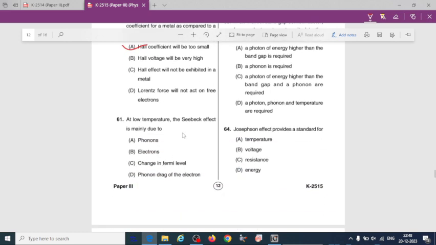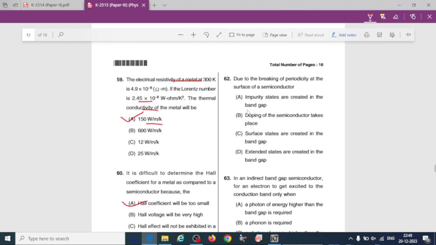At low temperature, the Seebeck effect is mainly due to phonons, electrons, change in Fermi level, or phonon drag of the electron. Option D, because of phonon drag of the electron. Here phonons are the field particles of crystalline materials. In solid state physics, we call these field particles phonons.